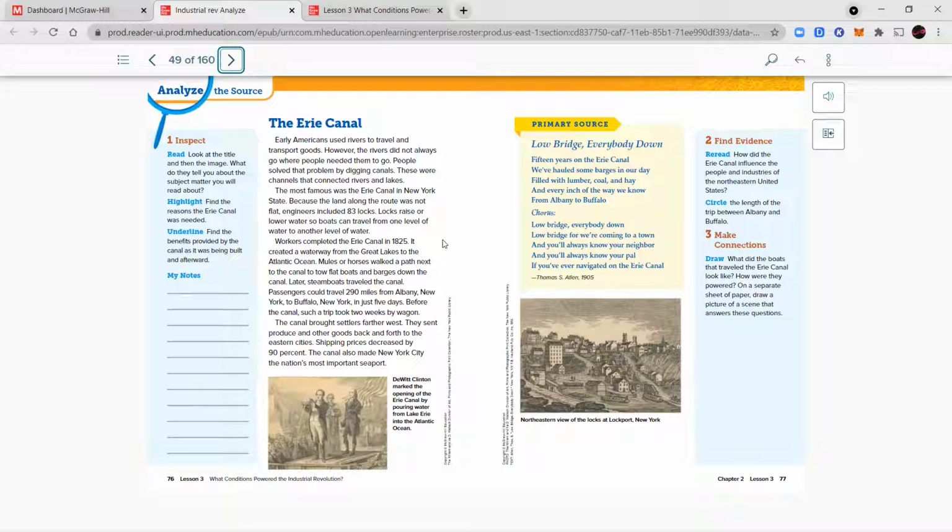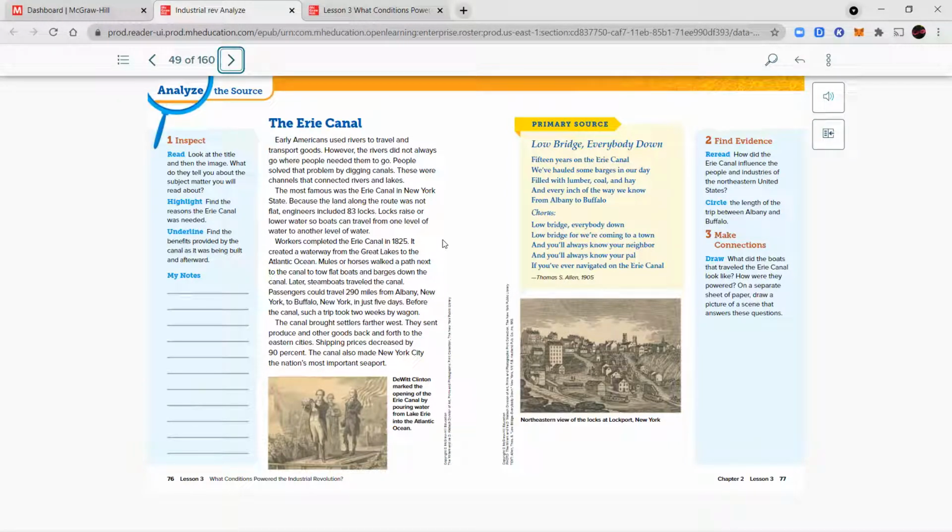Primary source, Low Bridge, everybody down. 15 years on the Erie Canal, we've hauled some barges in our day, filled with lumber, coal, and hay, and every inch of the way we know from Albany to Buffalo. Low Bridge, everybody down, Low Bridge, for we're coming to a town, and you'll always know your neighbor, and you'll always know your pal if you've ever navigated on the Erie Canal.